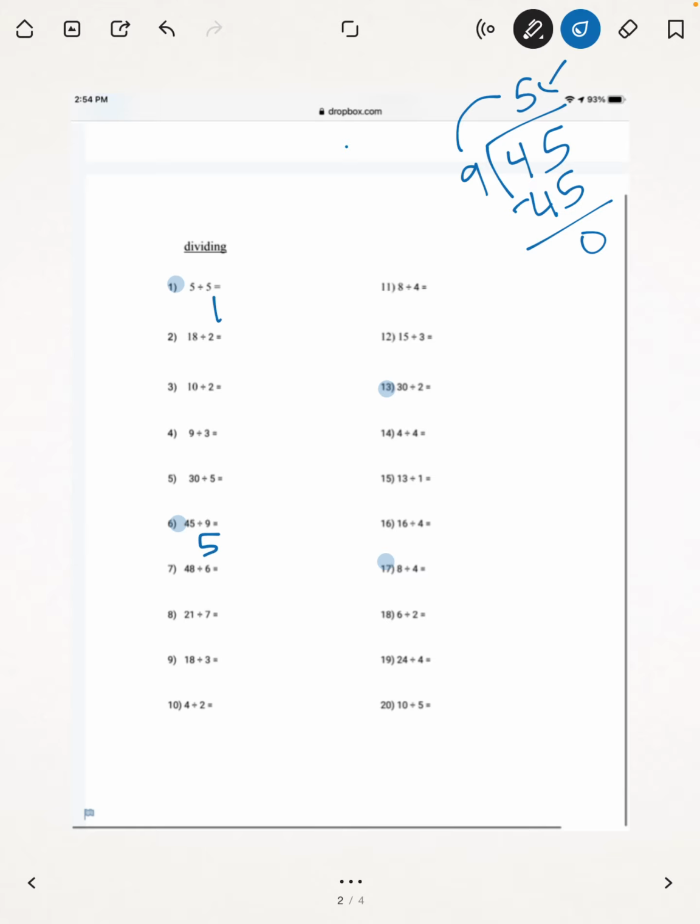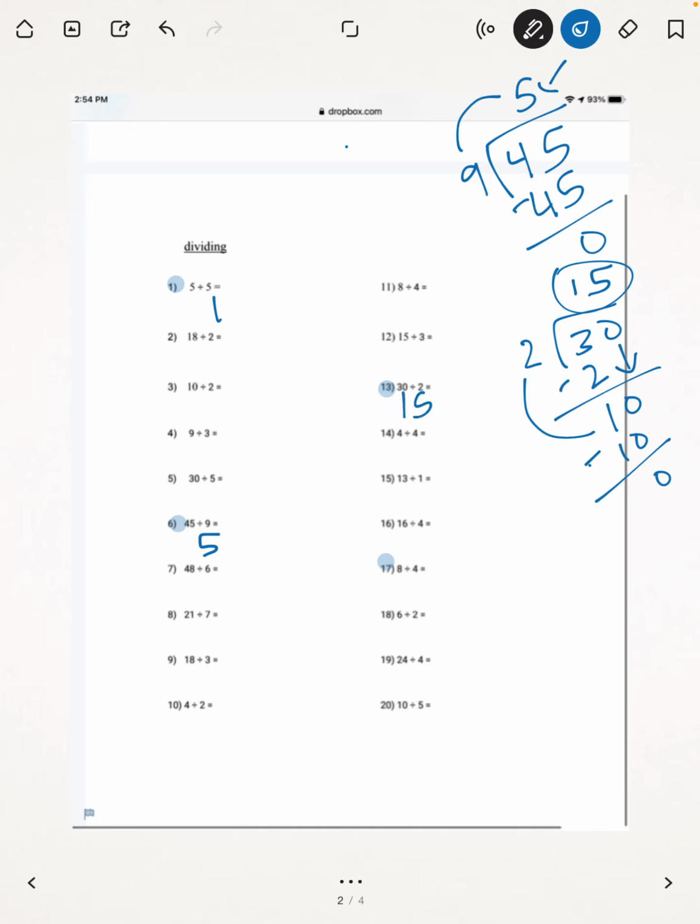30 divided by 2. 2 does go into 3 once, so you put a 1. 2 times 1 equals 2. Then you do 3 minus 2, which is 1, and then bring down the 0, and then you have to divide these two. 2 does go into 10, it goes into 10 5 times. 2 times 5 equals 10, subtract it, 0. Okay, now this is your answer.